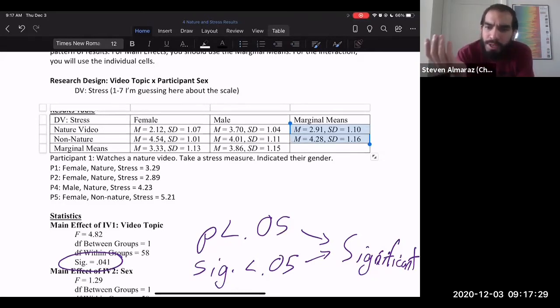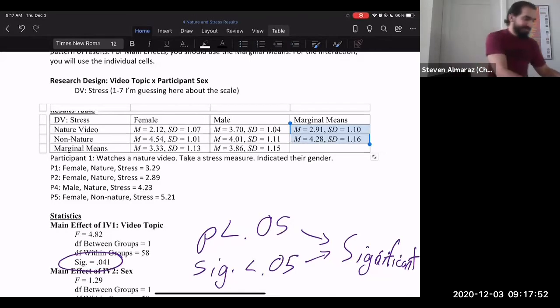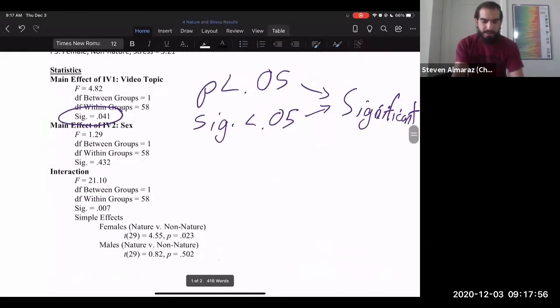Let me see what this person says here. Ruth: Participants who view nature video experienced significantly less stress compared to participants who viewed non-nature video. What's great about this is it includes both levels of that variable, and it says which one was higher or lower on the DV. Okay, so I'm actually just gonna write exactly that here.